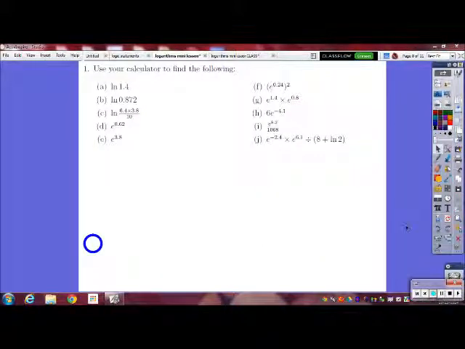Because e is an irrational number, a lot of the evaluating you'll do with e or natural log is using your calculator. So this is just strictly punching things in your calculator and evaluating. You can pause the video, and when you hit play, the solutions will be there just like before.